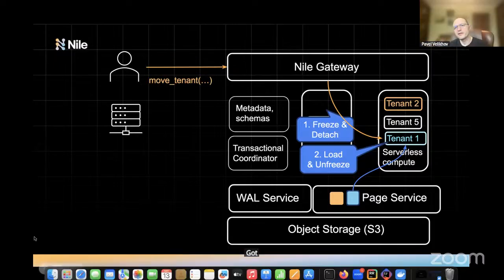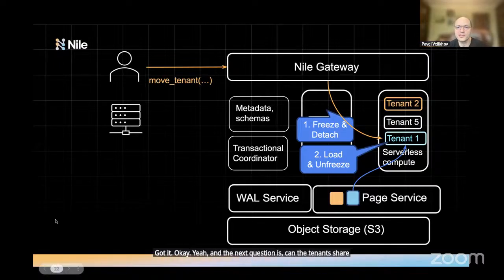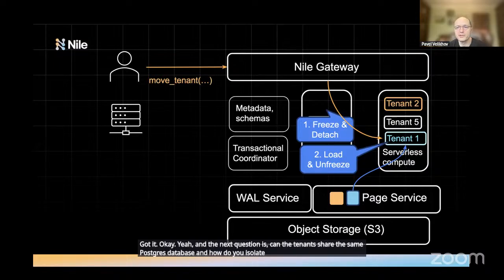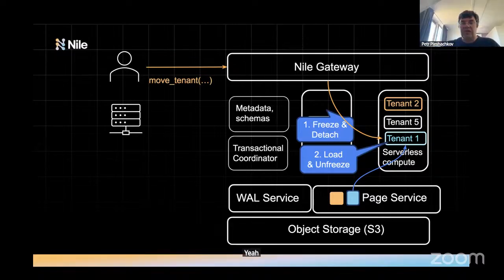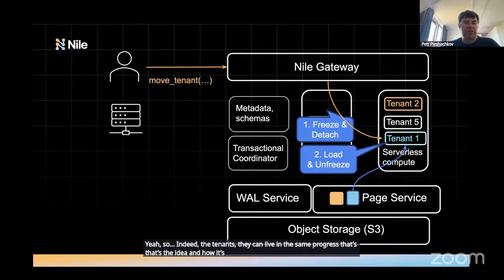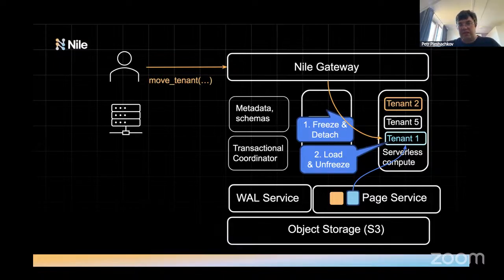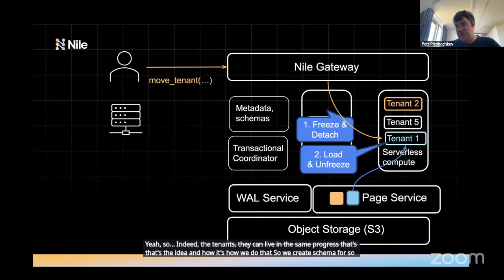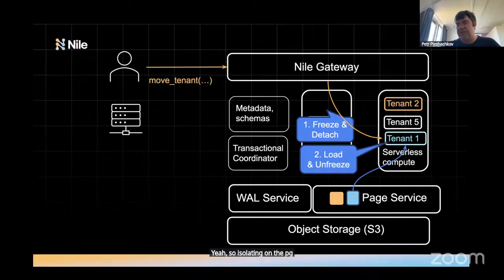Got it. Okay. Yeah, and the next question is, can the tenants share the same Postgres database, and how do you isolate data in common tables like PG users? So like Postgres system tables. Yeah. So indeed, the tenants can live in the same Postgres. That's the idea, and how we do that, we create a schema, so they live under their own schemas. And isolating on the PG catalog level, that's a separate project, so that part is also not completely finished.